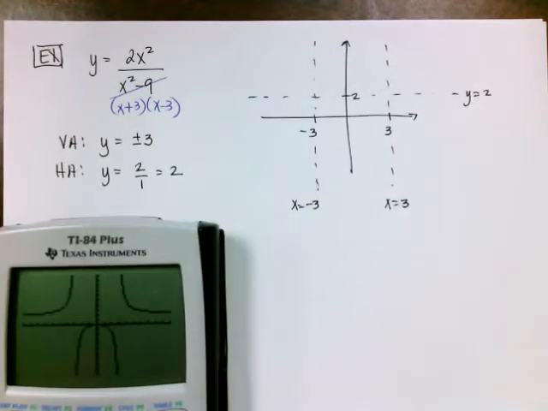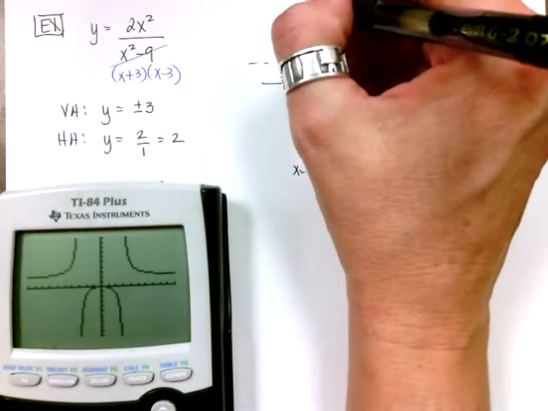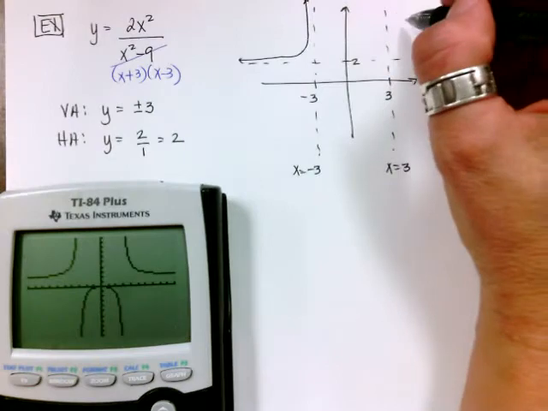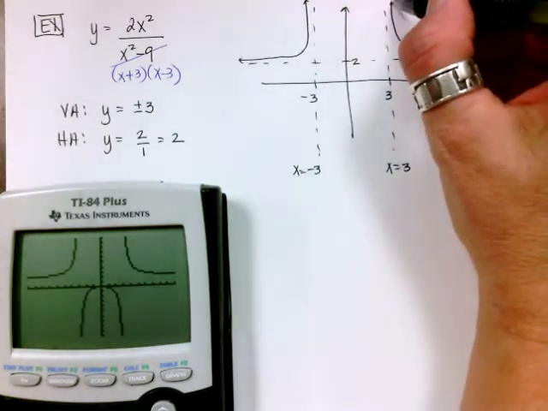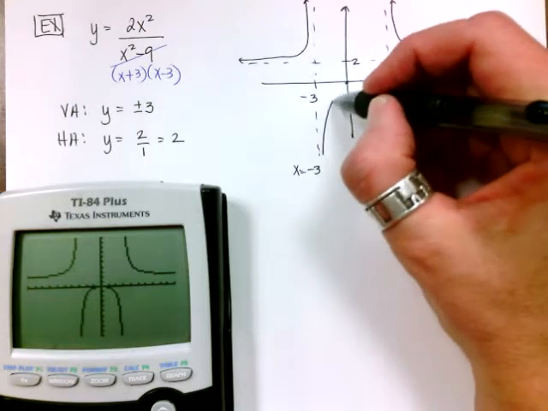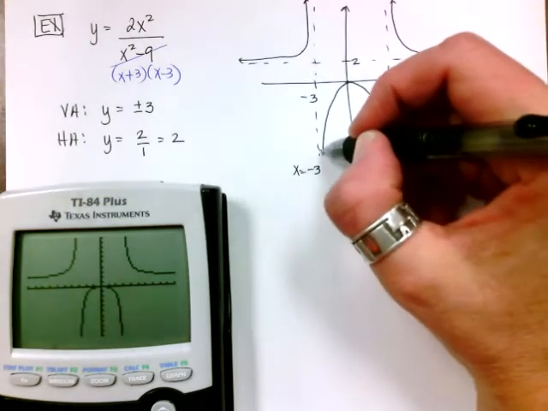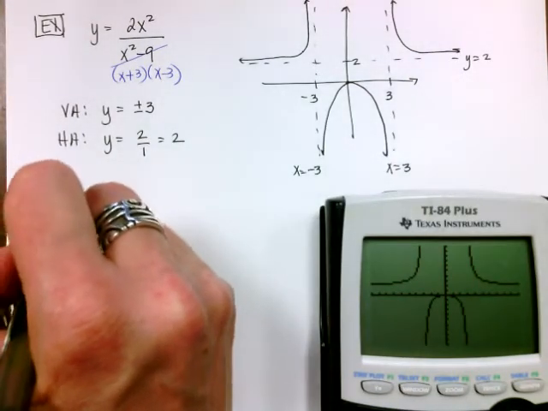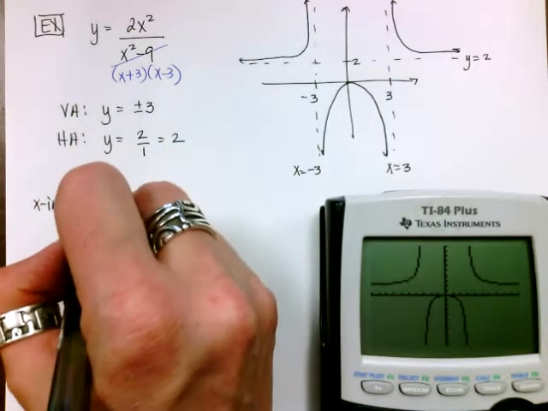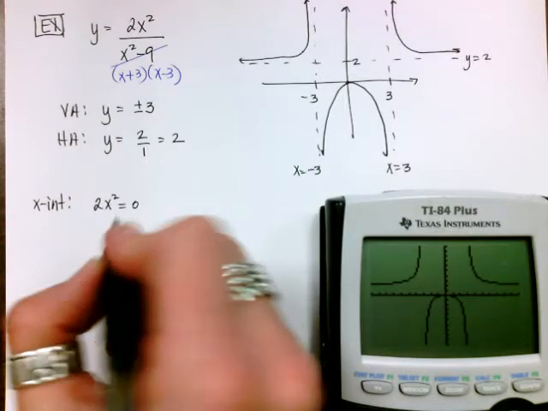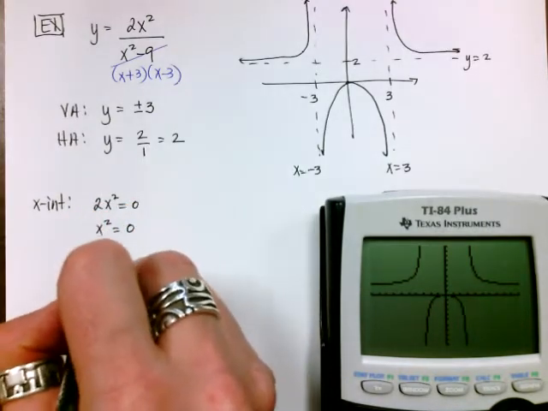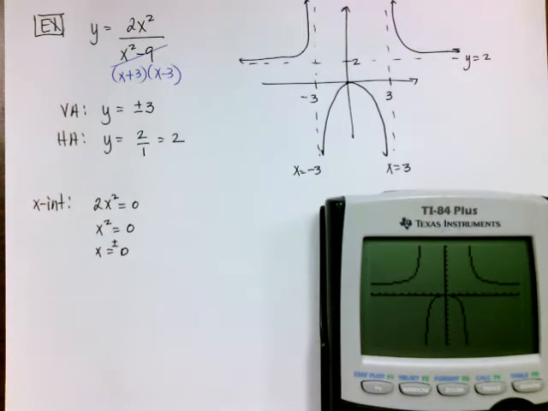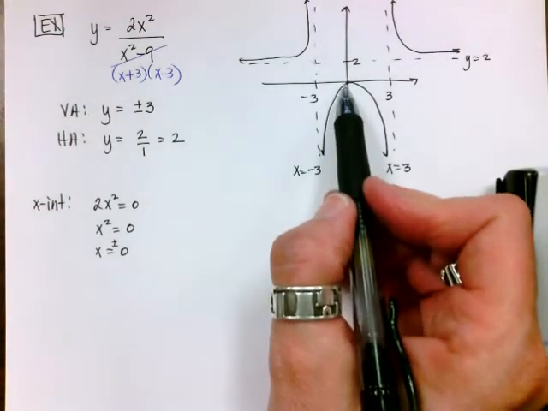So I'm going to scoot this down here, and then I'm going to add this information to my graph. I have a branch here, and I have a branch here. And then I actually have a point of intersection here, and there's that. So now I'm actually going to find and verify my x-intercept. My x-intercept comes from the numerator, so I set 2x squared equal to 0, and I solve, so I get x squared equals 0, so x is technically plus or minus 0, but we really don't have a negative 0, so I know that my x-intercept is 0. All right, and that's what we got to see on our grapher.